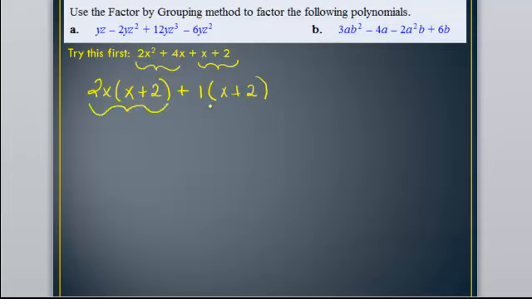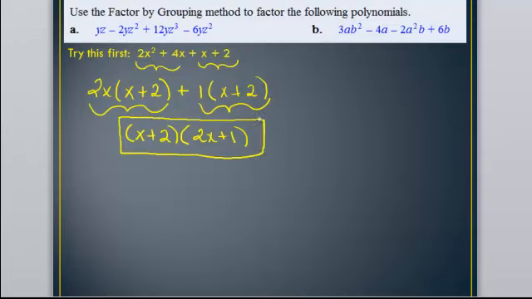Now look what you have. You have these 2 really big terms. These 2 terms have an x plus 2 in common. So what you want to do is take that out front, just like we've been doing. And if you take out this x plus 2 and this x plus 2, what are you left with? You're left with 2x plus 1. So now you have factored this polynomial with 4 terms, and you did that using factoring by grouping.